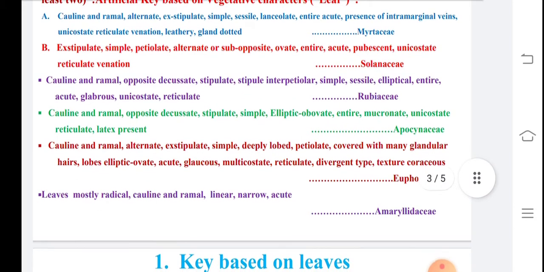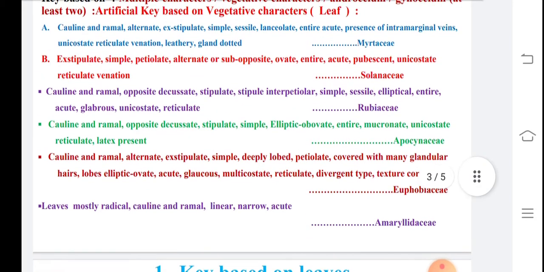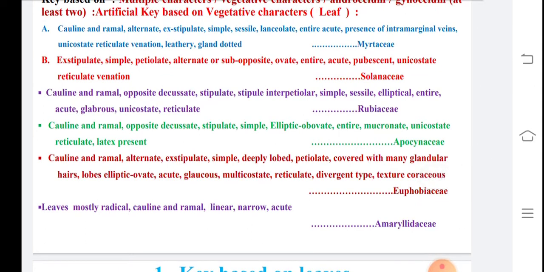We have seen the example Jatropha gossypifolia, right? So this family contains glandular hairs on the petiole, mainly, and the young stem. Then lobes are elliptic, ovate, acute, glaucous, then multicostate, because leaf lobes are divided into two or three. So multicostate, reticulate, divergent type of venation, and texture is coriaceous. Coriaceous, that is glazing type. Good examples are castor plant and Jatropha gossypifolia.